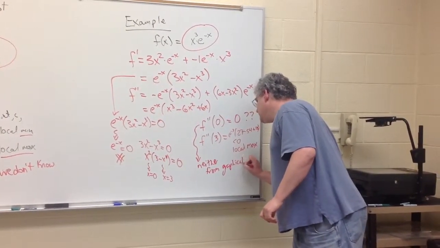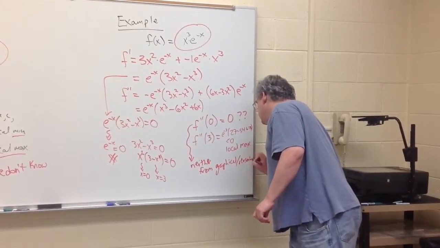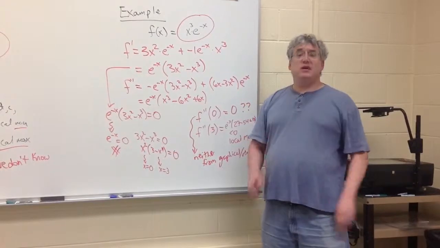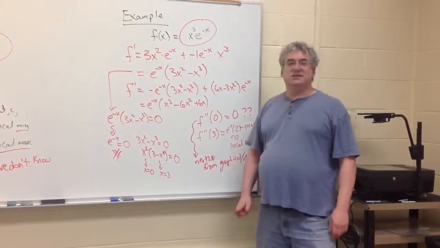A graphical analysis or a reasoning saves us. The second derivative does not tell us, but we can figure it out. So there's one local max and that one's neither.